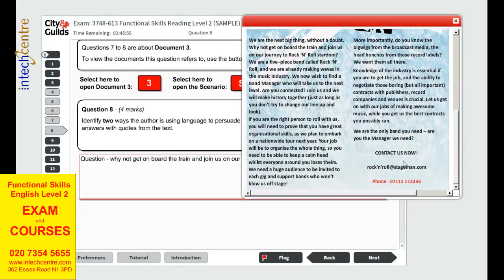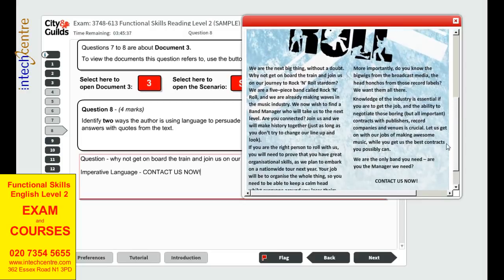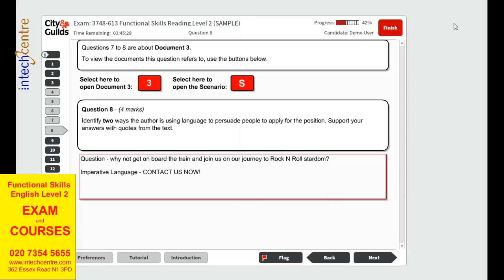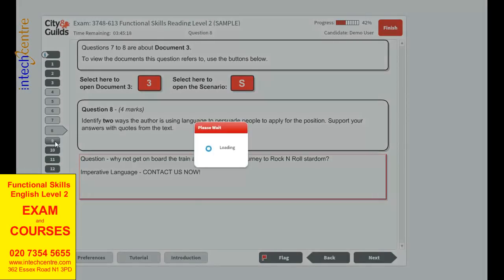What we can also do is, you can see here, contact us now. This is an imperative phrase, so it's telling the audience what to do. Contact us now. So they're quite demanding in their statement. I think this is a good one to use. It's an example of another different language technique. Contact us now. So it's very demanding. It's trying to convince anyone trying to apply for this position that they must contact us now. It's very bold, in all uppercase letters, and it's very demanding, and it's an imperative phrase. So there we go. 2 language techniques and the examples as well. Okay, question 9.